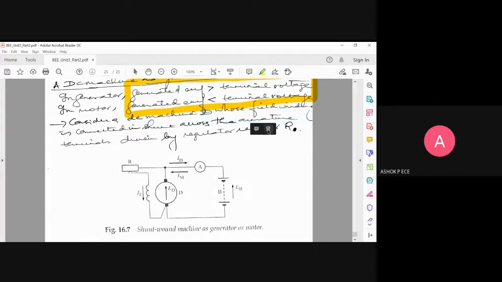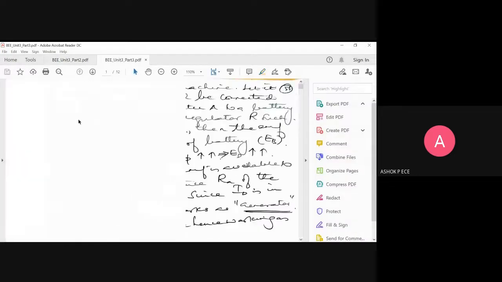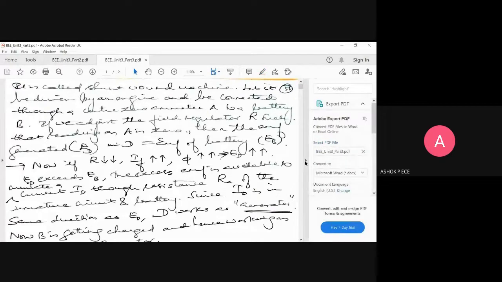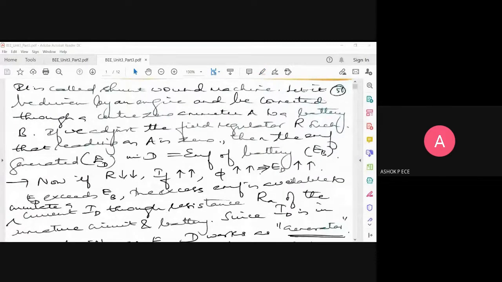And this is the representation of a shunt wound machine. Shunt means the armature and field will be in parallel. You see here, shunt means the armature and the field coils will be placed in parallel. This is the back EMF, this is the current you measure, and this is the supply you give. This is a diagram for a general shunt wound DC machine as a generator or a motor. It is a general diagram, and it is called a shunt machine.